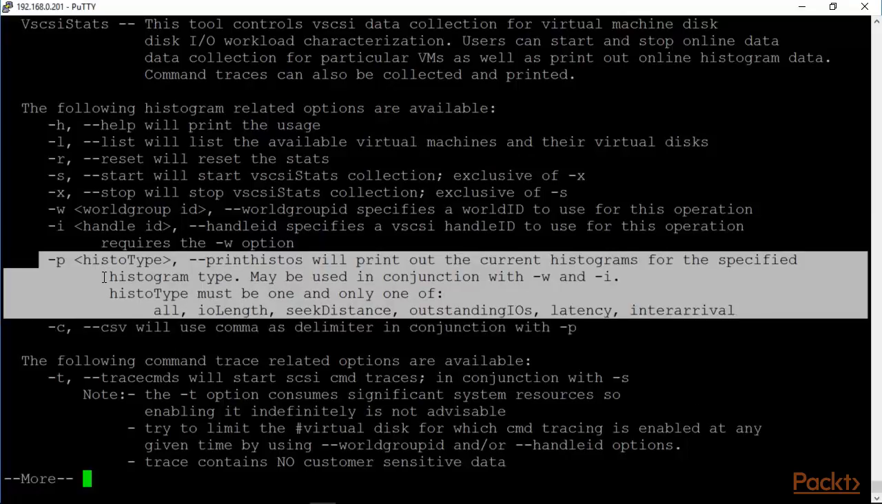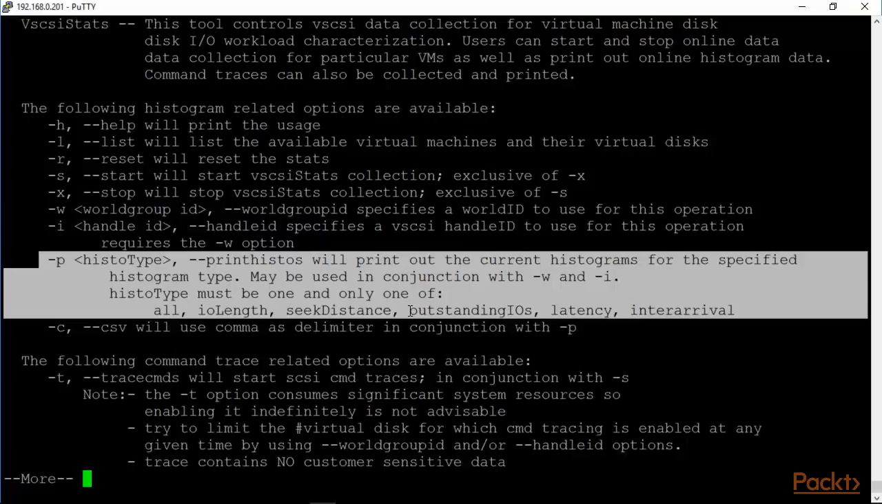So what kind of histogram is actually presented? One can specify all, which means you will get information about the IO length, which is the length of the IO, and the seek distance, which is how much the head actually has to travel. Again, this is spinning disk: how much the head has to travel before it finds the actual sector onto which it will then write that block.